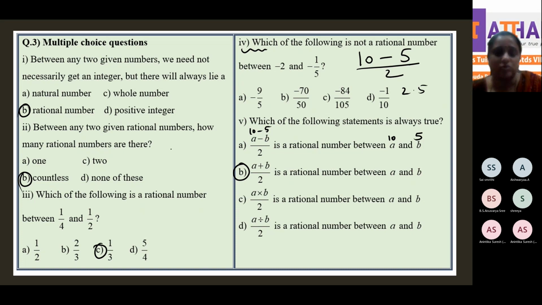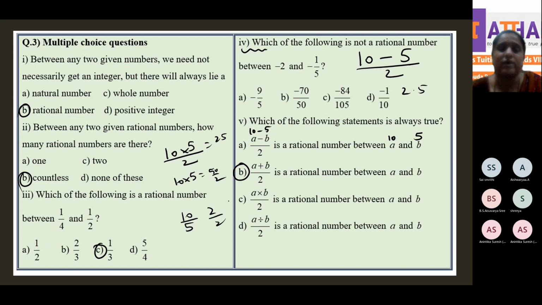Similarly, A into B by 2. Take the same two numbers 10 and 5. What is 10 into 5? 50. 50 by 2 is 25. And 25 does not lie between 10 and 5. Then A divided by B. 10 by 5 is 2. 2 by 2 is 1. And 1 does not lie between 10 and 5.